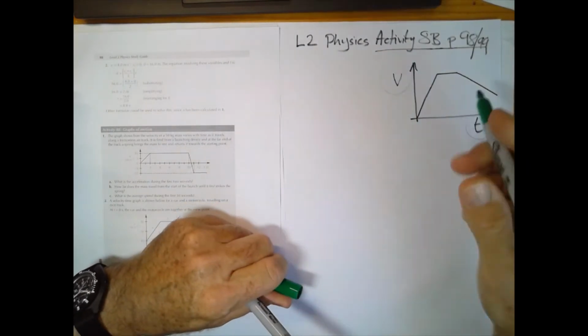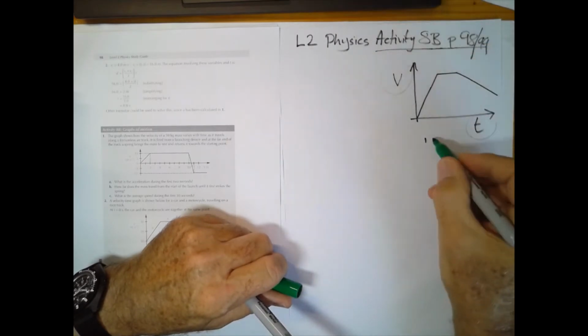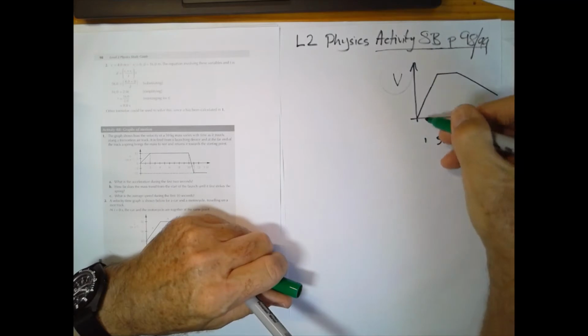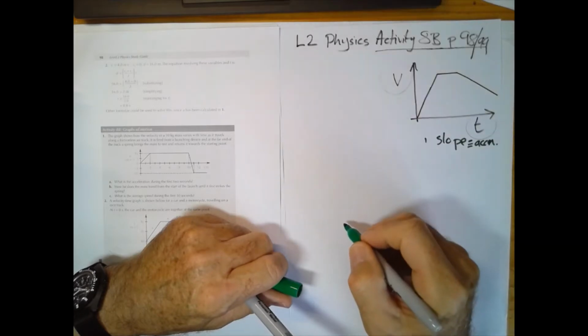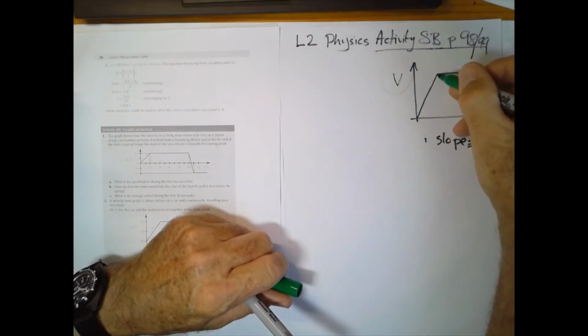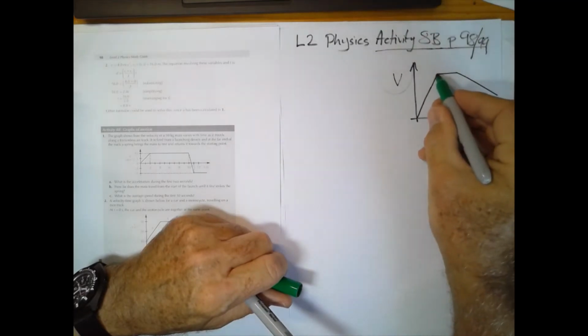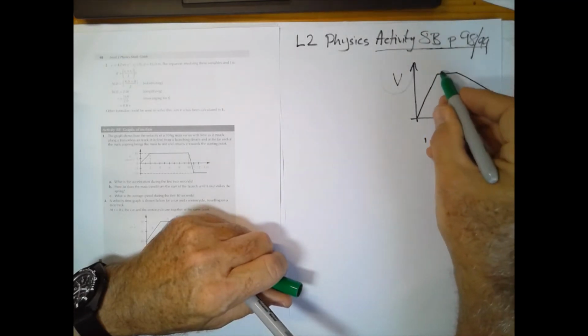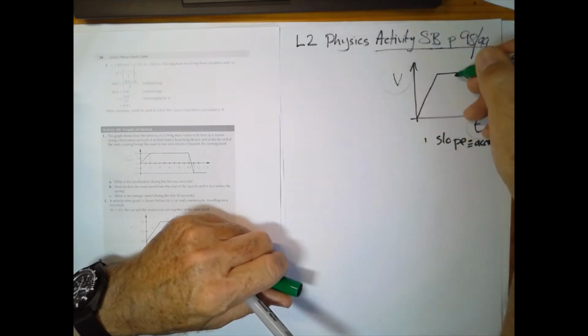One, the slope of the graph is the acceleration. So here's a positive slope. Acceleration is a positive amount. For this flat section here, the slope is 0, the acceleration is 0. Here we've got a negative slope. That means the acceleration is negative.